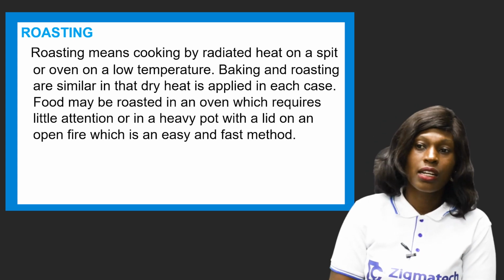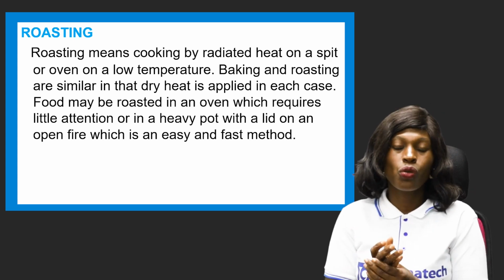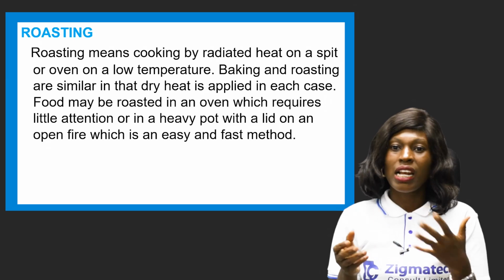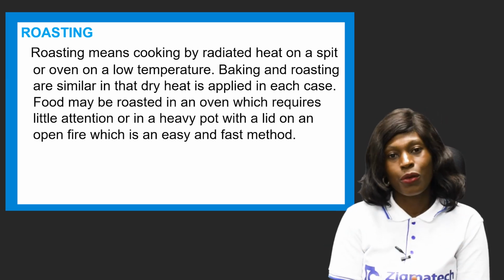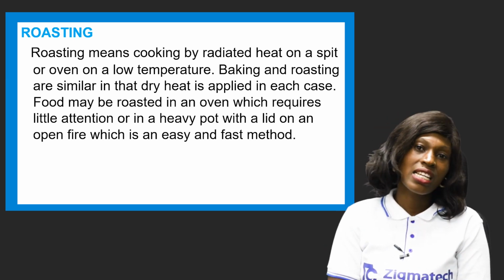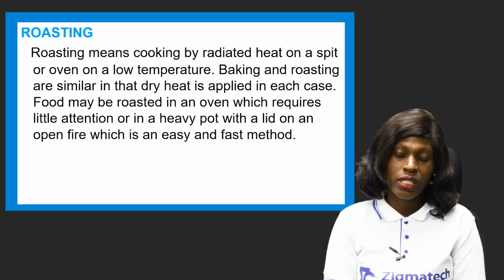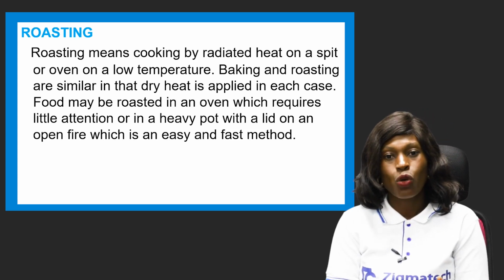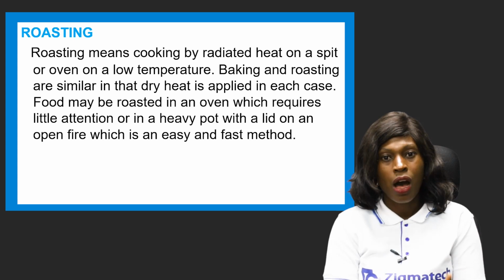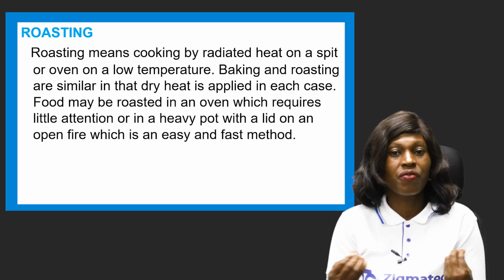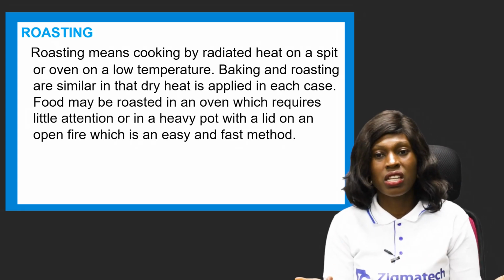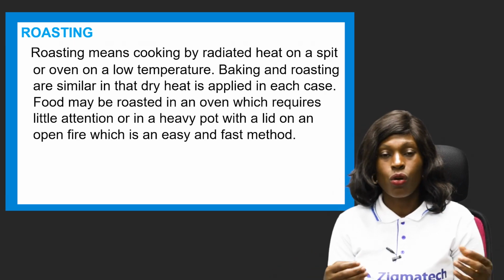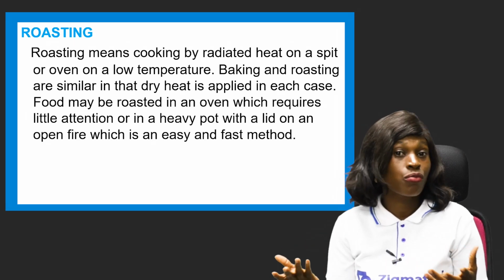Now food may be roasted in an oven which requires little attention, or in a heavy pot with a lid or an open fire, which is, you know, an easy and fast method. Now roasting, whereby you can use an open lid. You know, people use a stainless pan and then they put fire coals and all of that, and they're roasting their meal, or they're roasting whatever it is they are roasting.